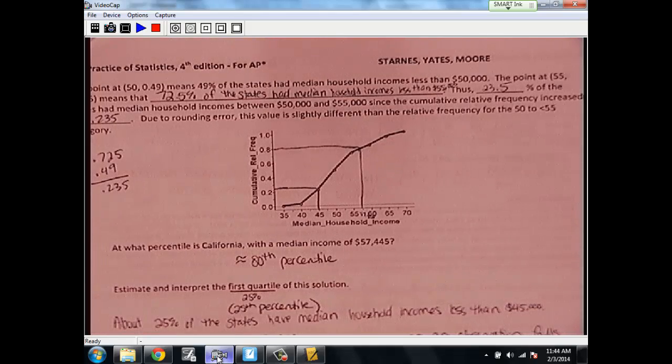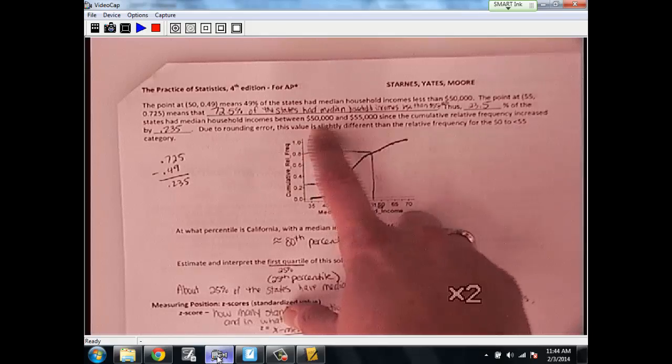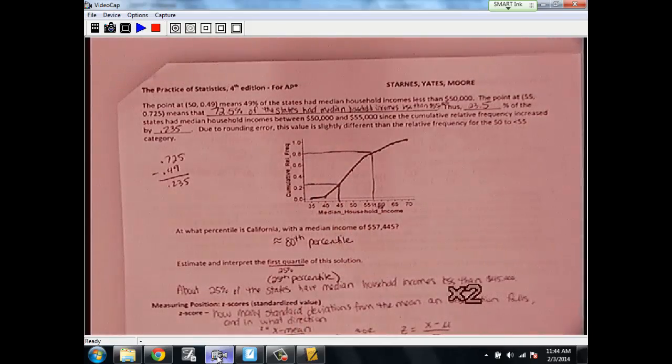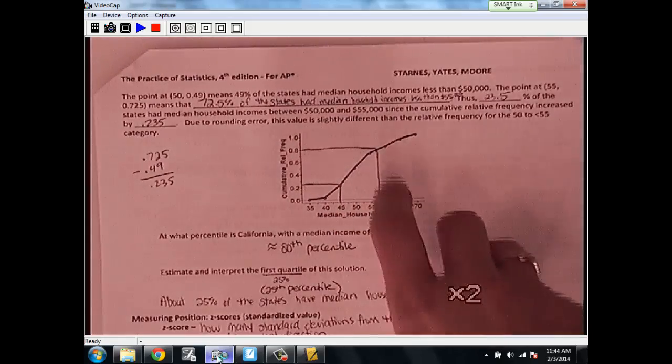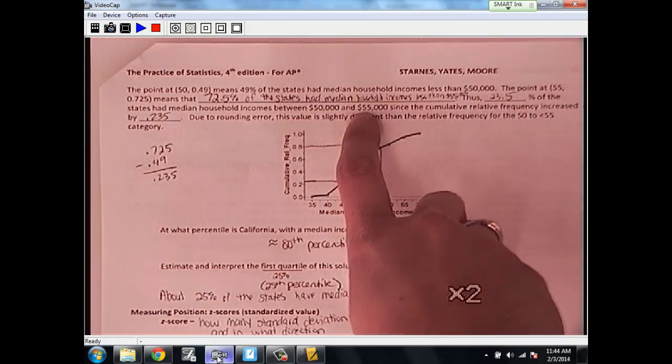Like on this one, if we have the 0.50, comma, 0.49, that's telling us 49% of the states had household median incomes less than 50,000. So what's this next 0.55, comma, 0.725 tell us? 72.5% of the states had median household incomes less than 55,000. We have 23.5% of the states had median household incomes between 50 and 55,000.